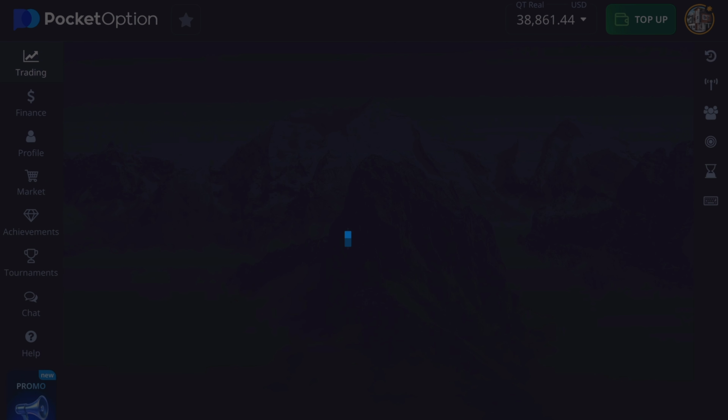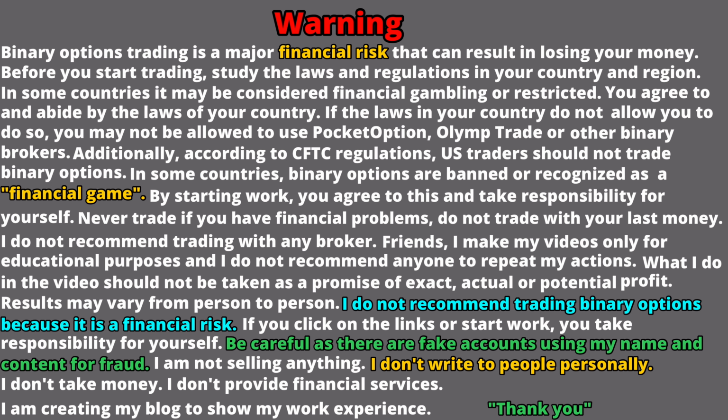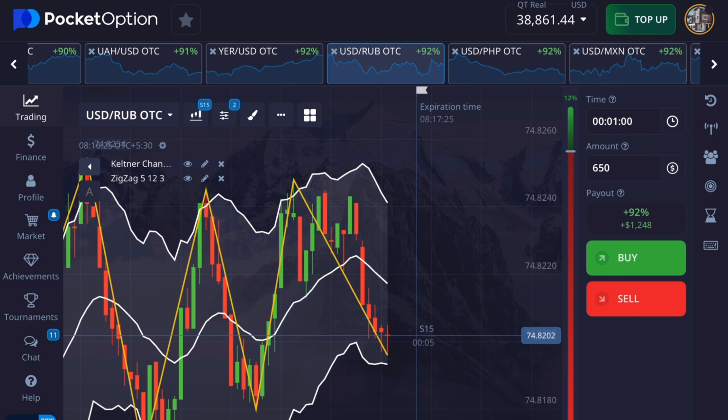I don't need the AI button, so I'll cut it out. Now, I start today's session on this strategy, but for that, first of all, I have to find a good chart where my entry can be winning.